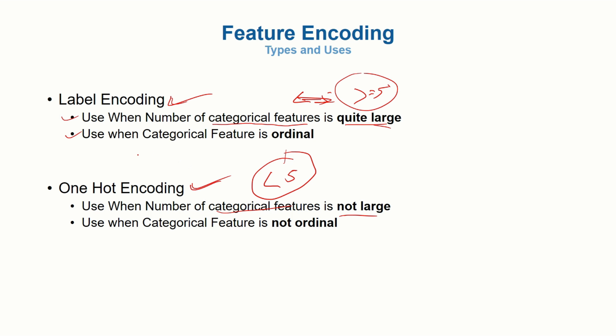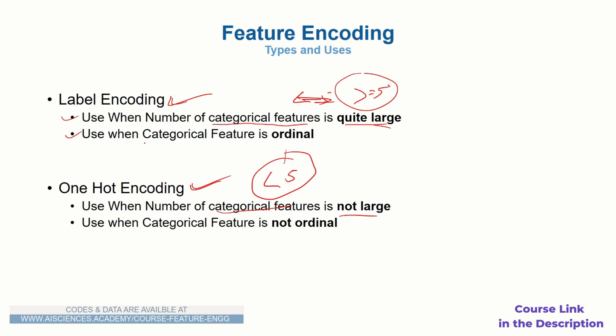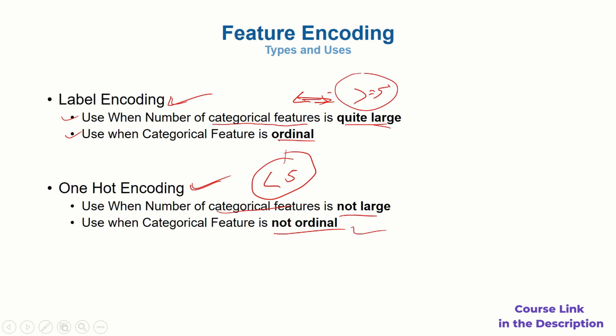The second thing is you should use label encoding when the features are ordinal, so there is some order in the features. If there is no order in the features, you can use one-hot encoding. So these are some practices that the data science community usually follows, but since it is a data science thing, you can engineer your own technique as well.